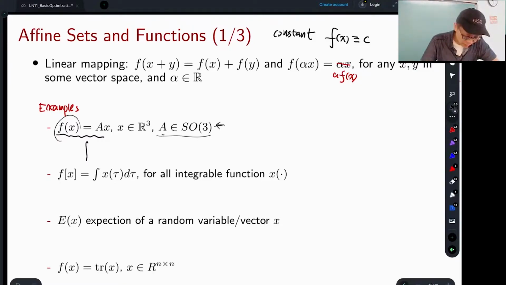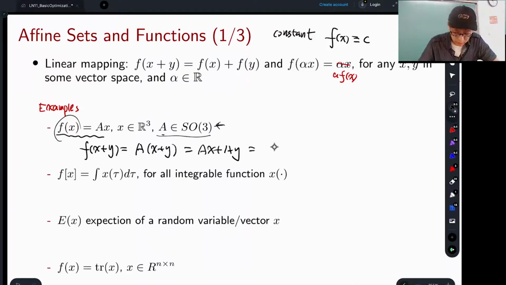Suppose I have f(x plus y). How do we do it? A(x plus y), because it's a matrix-vector multiplication, is a linear operation, is f(x) plus f(y). It satisfies the first property. Of course, you can do the second one. So checking the definition is all you need.